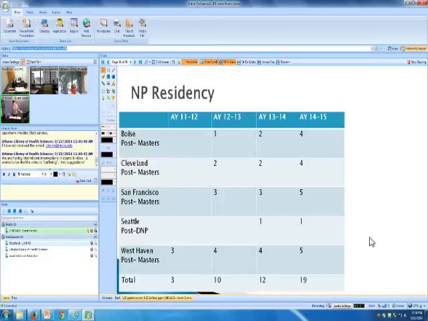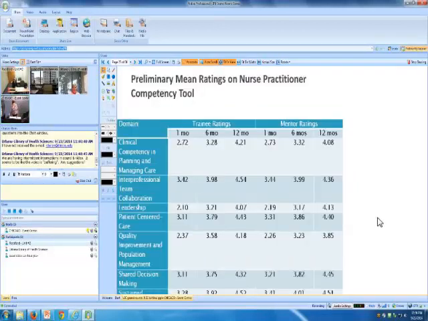So where have we gone? In our first year, 11 to 12, we just had 3 residents at the West Haven site. They were called fellows there. And then in the next year, every site, Seattle was a little bit behind. But by the time we end, we'll have had 44 individuals go through a residency program. So we are evaluating how they progress over time, and we've developed a competency tool.